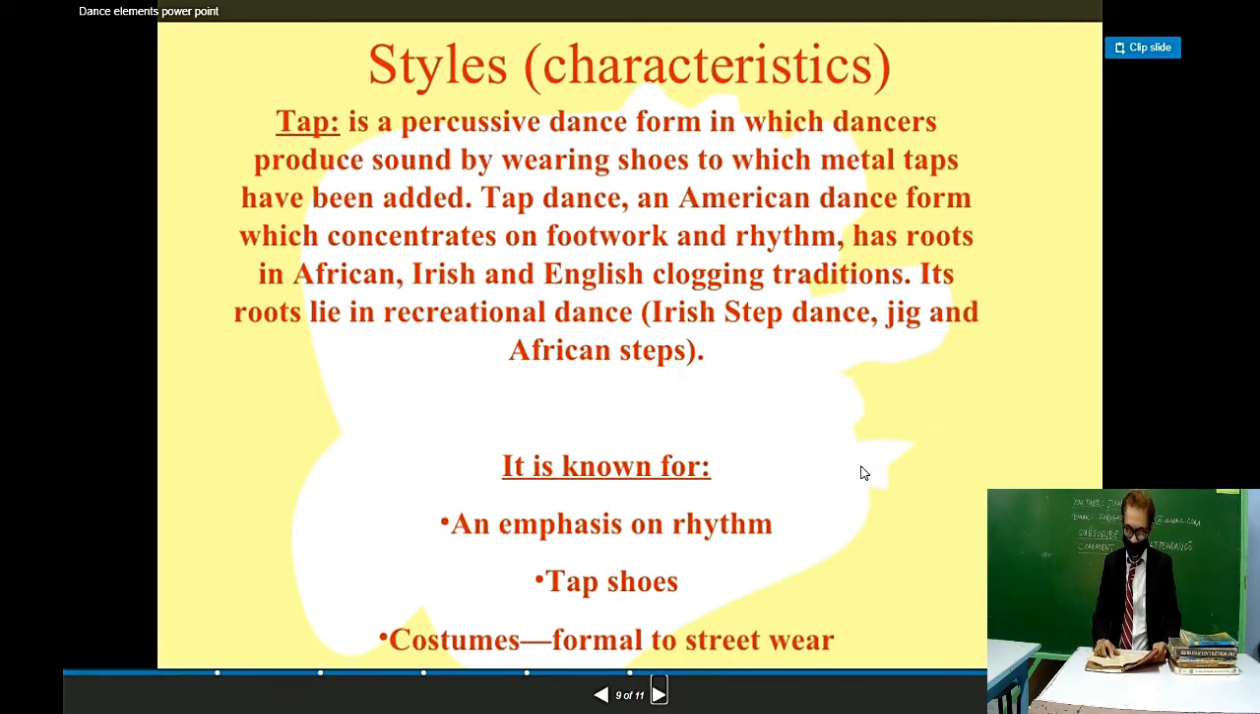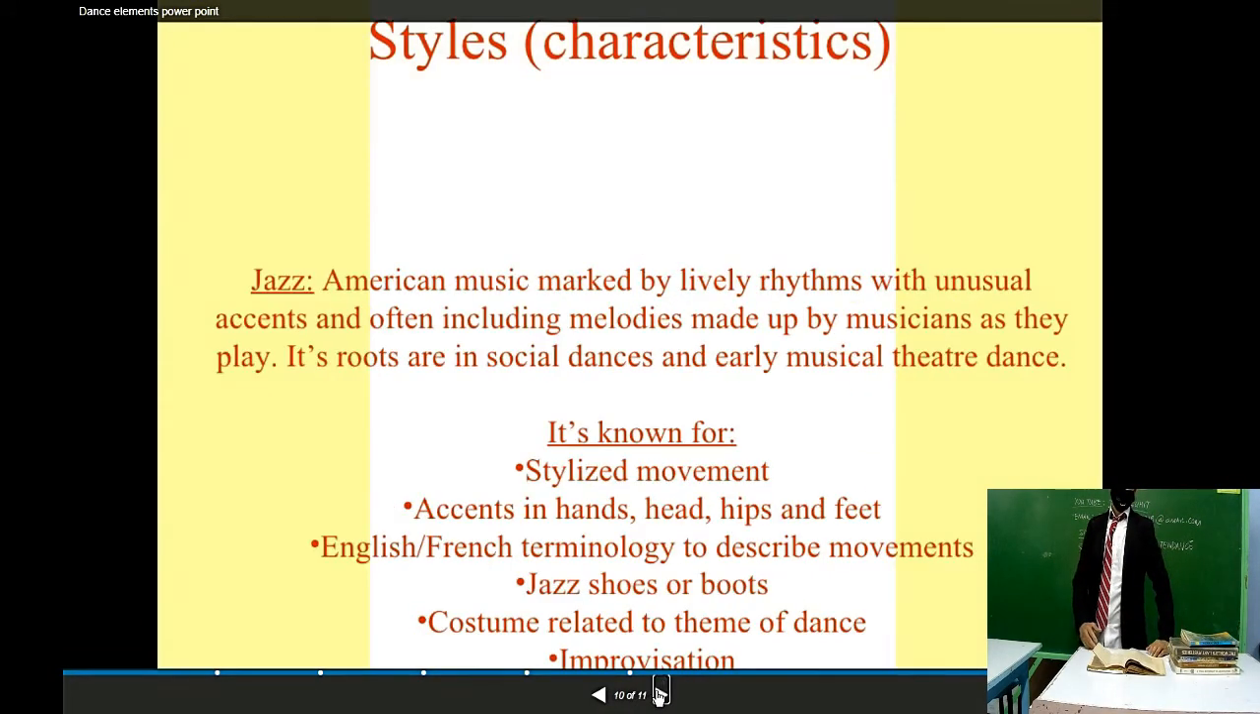Styles of dances. It includes the tap dance. The tap dance is a percussive dance form in which dancers produce sounds, just like a drum. A drum is a percussion, and the tap shoe is the medium to produce the tap or percussive dance form. Tap dance is an American dance form which concentrates on footwork and rhythm, and has roots in African, Irish, and English clogging traditions.